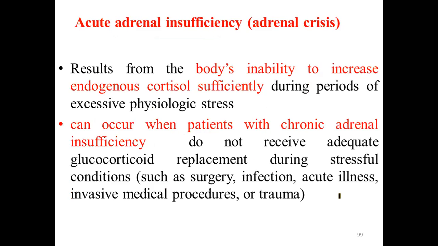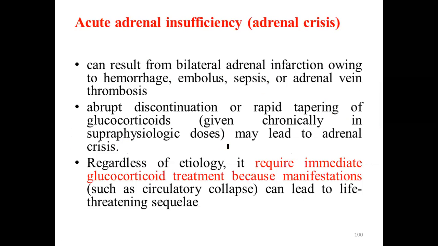Now, let me take you through acute adrenal insufficiency. We call it adrenal crisis. This crisis usually results when the body is not able to increase the level of endogenous cortisol during physiological stress. When a patient has excessive physiological stress, they might not be able to meet the body's demand to resolve the stress by getting the desired energy from the adrenal hormone. So it can even occur in a chronic patient when adequate replacement is not done in stressful conditions such as surgery, infection, and acute illness. Remember, those stress hormones are very important to relieve stressful events in this condition. That is another cause of acute adrenal insufficiency.